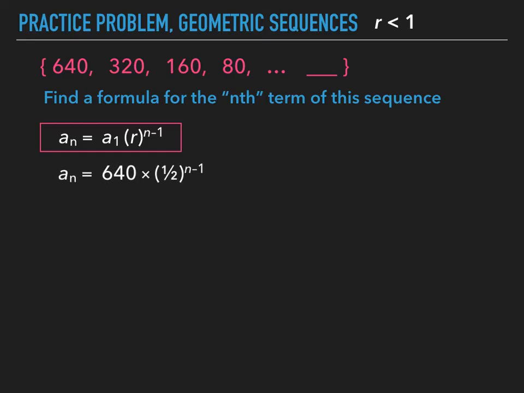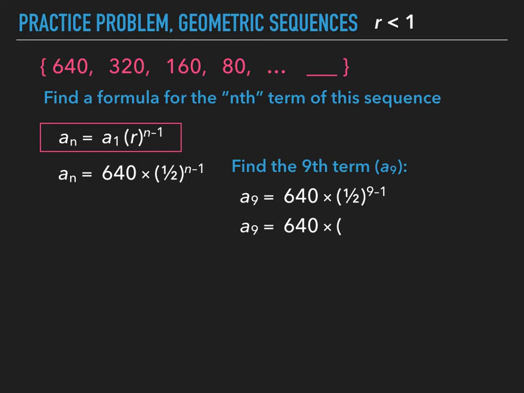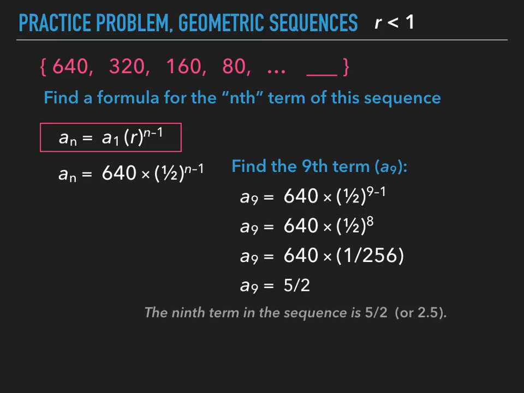So here's my formula that I'll be using. So if I wanted to find, say, the 9th term of this sequence, I would substitute 9 for n. I would now rename this as 640 times a half raised to the 8th power. And that is 640 times 1 over 256. If I were to divide 640 by 256, I get 5 halves, or 2 1/2. So the 9th term in this sequence is 5 halves. That's our introduction to geometric sequences.